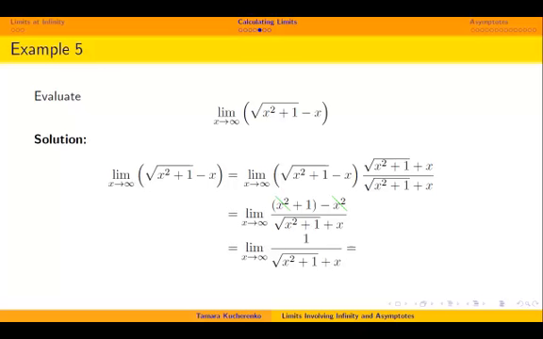Notice that the denominator of this expression tends to infinity, because x approaches infinity, and then we add another very large number, the radical of x squared plus 1, which also approaches infinity. Since the denominator increases without bound and the numerator is a constant 1, the limit is 0.